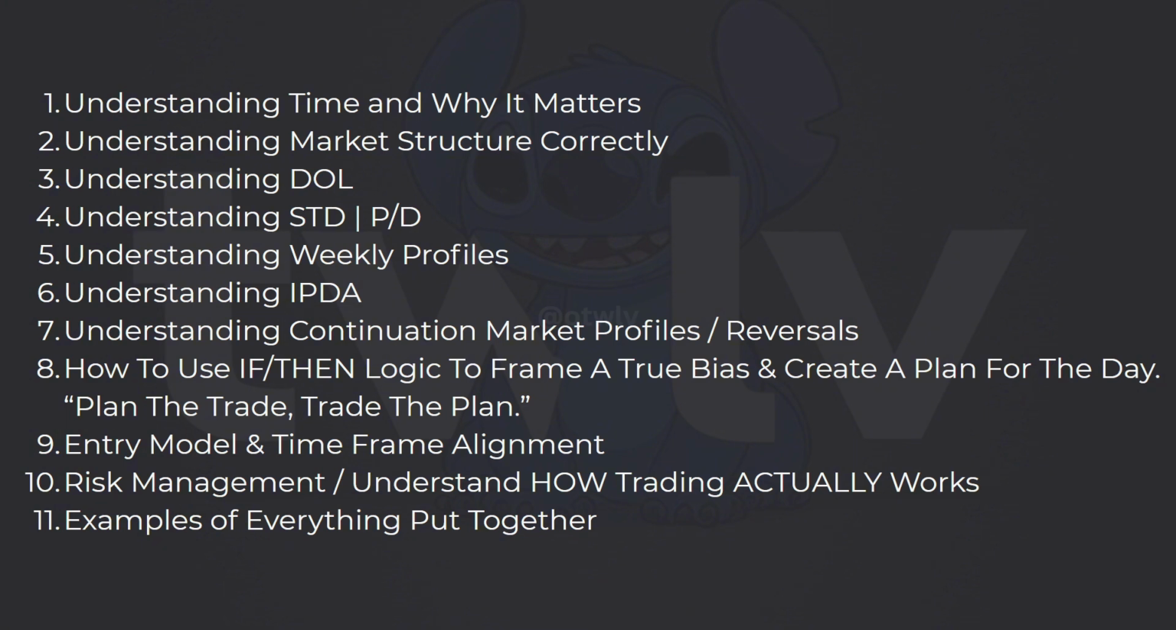And then how to create an if-then logic to frame a true bias and create a plan for the day. This is pretty much top down analysis. So if price taps into a PD array, then we can anticipate based off of higher draws and some other stuff that we'll go into. But just that if-then logic will help you not overtrade.